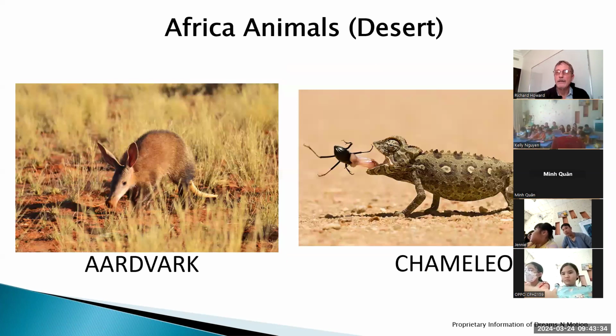There are two more animals that we find in the desert. One is called an aardvark. The other is called a chameleon, which is a type of lizard. So what is special about the aardvark? If you look at the aardvark's nose, why do you think he has such a long nose? Why is that nose so long? Do you know?